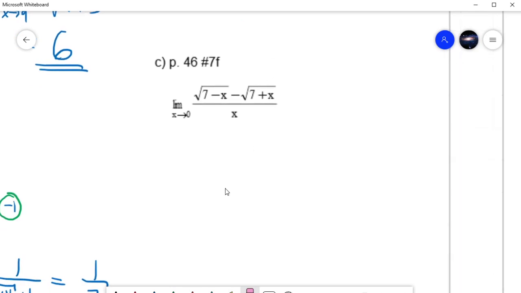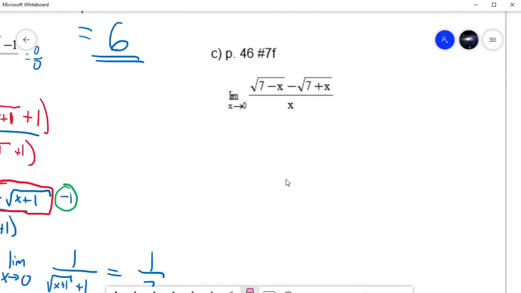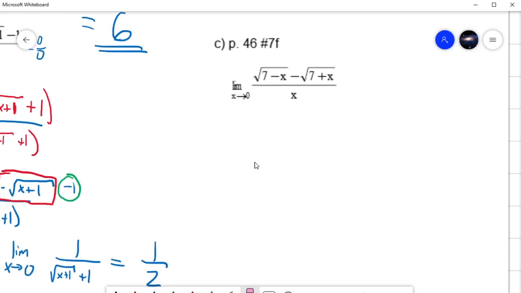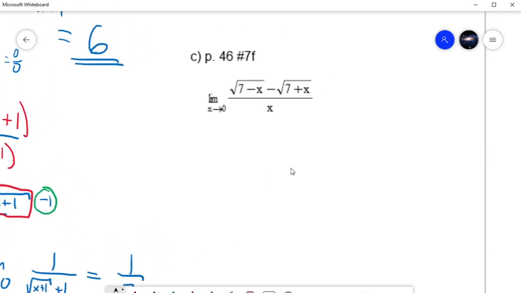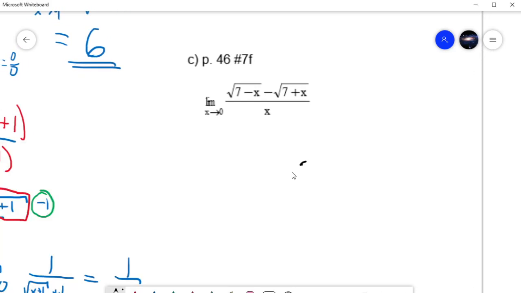Okay, I seem to have run into a bit of trouble with my tablet. Did I hit something I wasn't supposed to? Okay, there we go. Alright, sorry about that. It's bound to happen sooner or later.